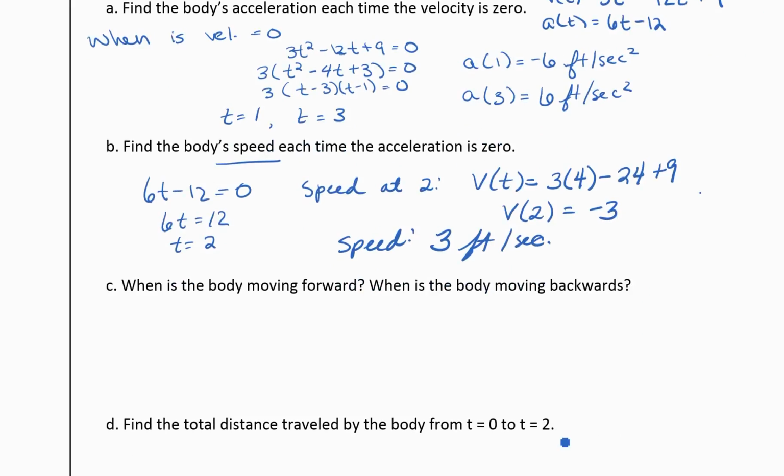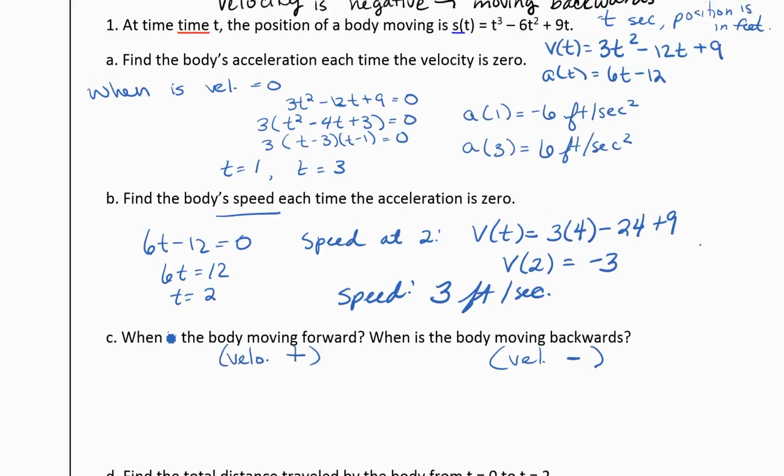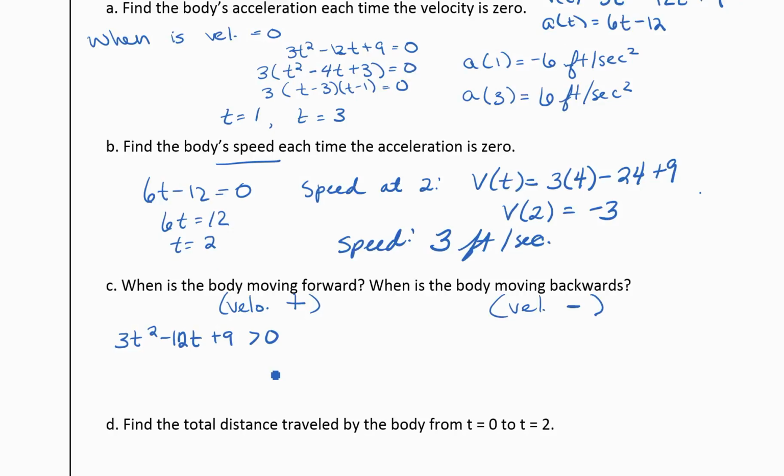Okay, part C asks when is the body moving forward and when is it moving backwards. So remember, forward means we want to know when the velocity is positive, and moving backwards, we want to know when the velocity is negative. So basically we need to solve when our velocity, 3t squared minus 12t plus 9, is greater than 0 to find the positive.